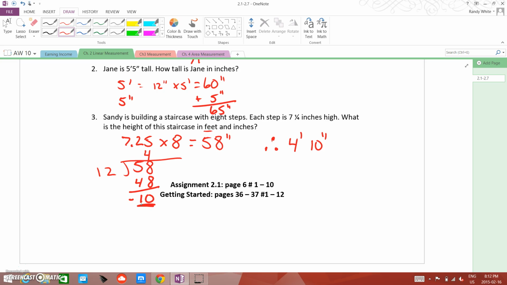Okay, so I want you to do page 6. Sorry, it's not page 6. That is page 40. I'd like you to do numbers 1 to 10. I'd also like you to do pages 36 to 37, numbers 1 to 12, and that is the getting started pages. And what that's going to do is that's going to help you with your fractions, which you're going to have to really start to get good at.